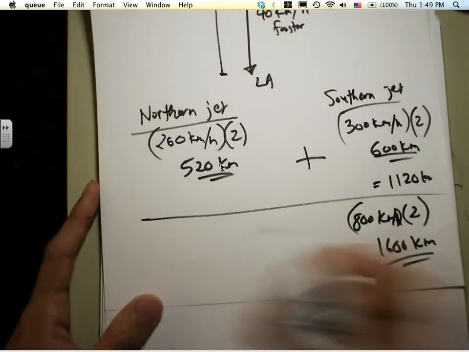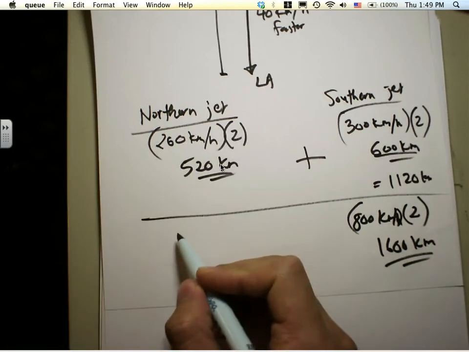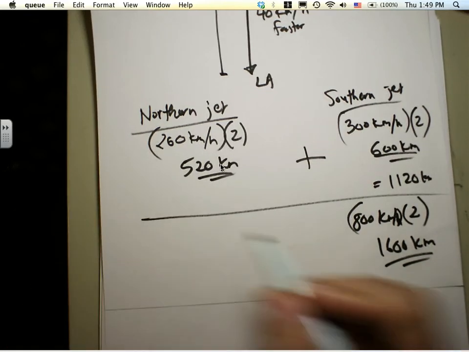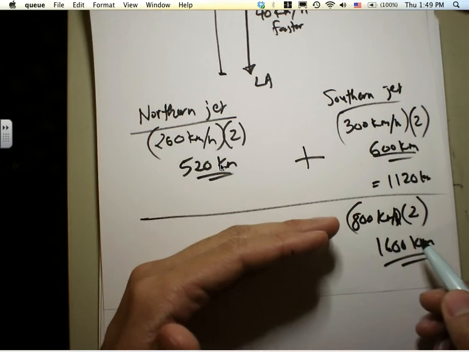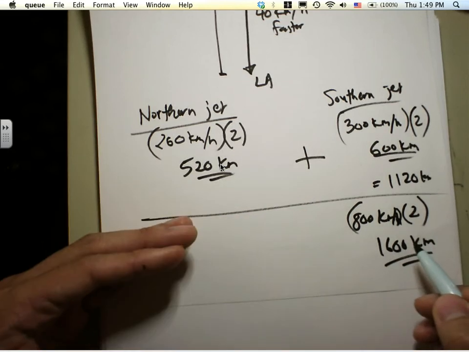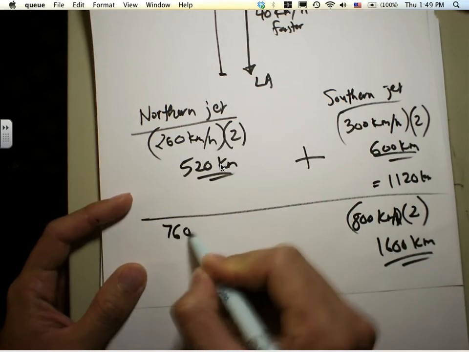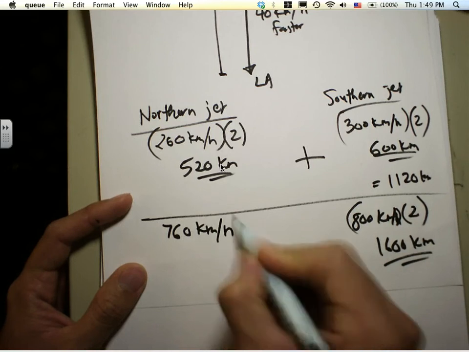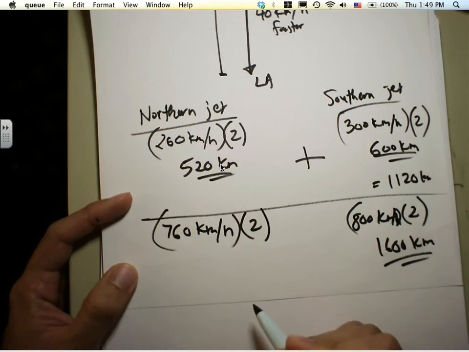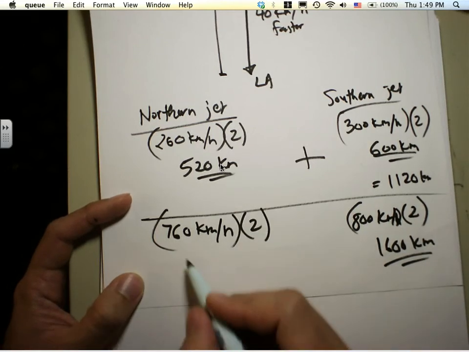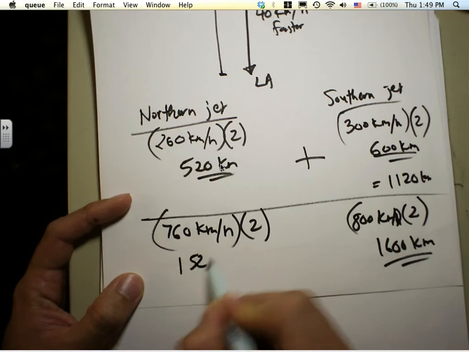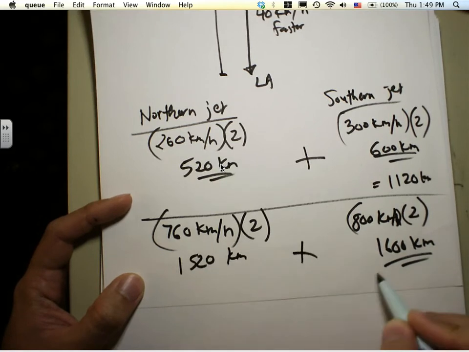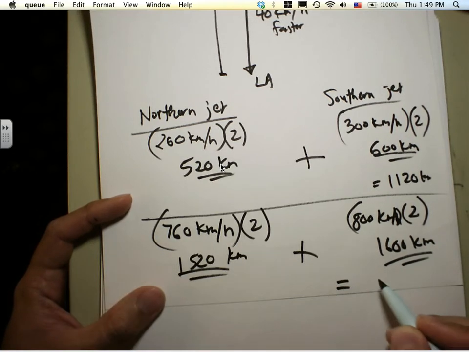Okay. Next one. Then, if the southern jet is going 800 kilometers per hour, how fast is the northern jet? 760. If it's going 760 kilometers per hour, after 2 hours, how far did it go? 1,520. Very good. And if I add these two, what is my distance apart? 3,120. Is that more than what I'm looking for?